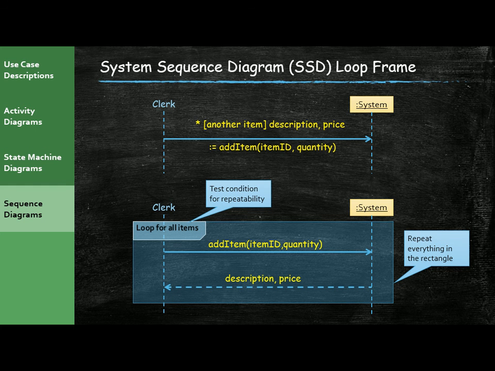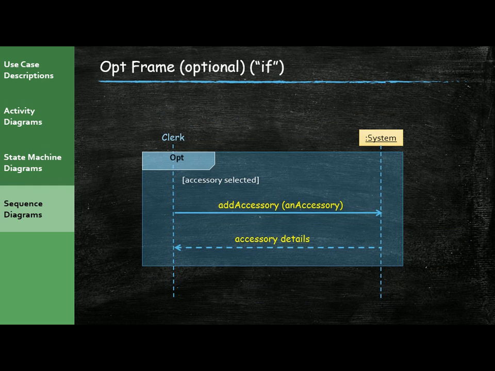So that's one syntax for a sequence diagram. Another thing you have to be aware of is an if frame or an optional frame. So you have an opt frame or optional, which is sort of like an if condition. So here's an example of an if frame. We have a clerk that, if an accessory is selected, so this interaction with the system only happens when there's an accessory that's been selected. If the accessory was selected, we're going to add the accessory, and we're going to pass it whatever the accessory is, and then it's going to pass us back the accessory details.